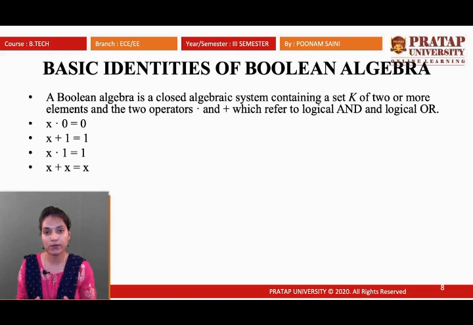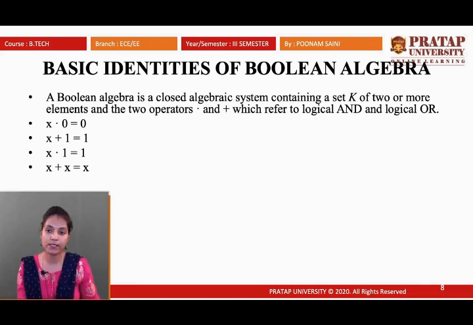Similarly, x plus 1 is 1. X is any number, 0 or 1. If x is 1, then 1 plus 1 is 1. And if x is 0, then 0 plus 1 is also 1. So we can say both identities hold. Now x dot 1 is equal to x. We can take x as 0 or 1: 0 dot 1 is 0, 1 dot 1 is 1.